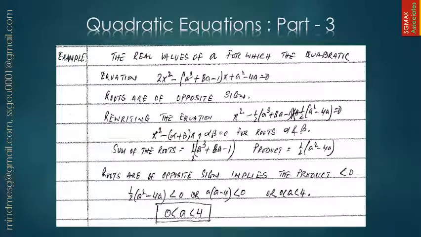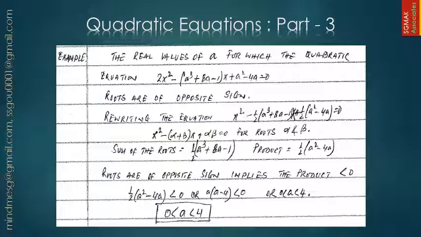The second problem, the real values of a for which the quadratic equation 2x squared minus a cubed plus 8a minus 1 times x plus a squared minus 4a equals 0. Find the real values for a. Now if a quadratic equation has roots of opposite sign, that means the product of the roots will be negative. But in this case, what you have to do, we got to first convert it into a standard form with the coefficient of x squared as 1. So we divide both sides by 2.